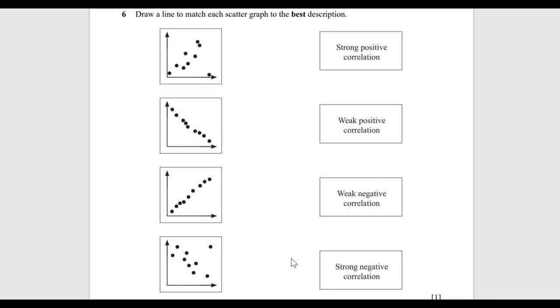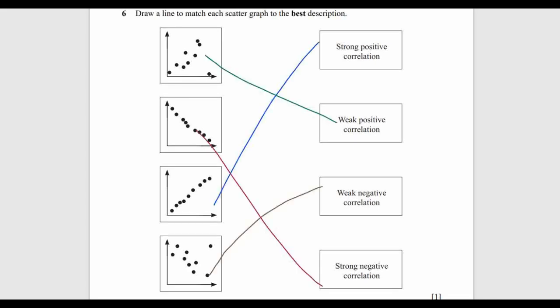Alright, let's check out the answer, guys. So here we go. Did you get this correct? This one is going up, climbing up, but it's not a straight line, so it's weak positive correlation. This one is declining and it's a very straight line, so it must be strong negative correlation. This one is climbing up and resembles a straight line, so this must be strong positive correlation. This one is declining but not in a good straight line form, so it's a bit scattered, so this will be weak negative correlation.